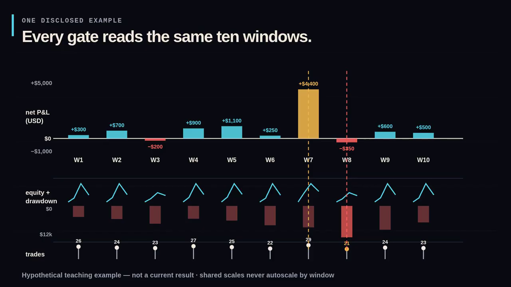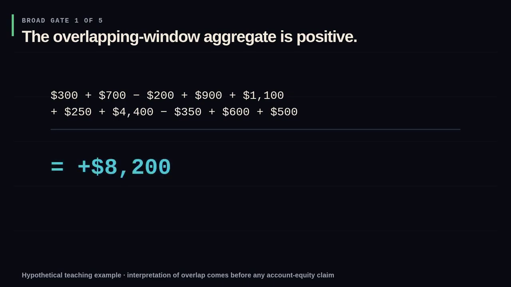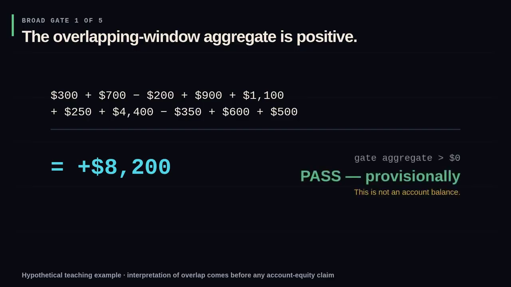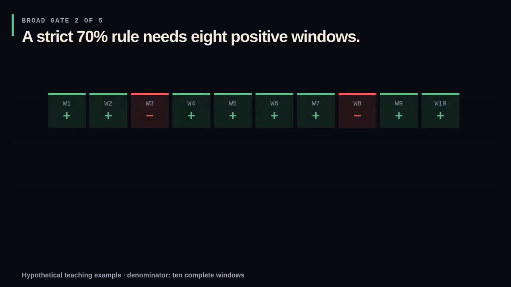Start with 2 broad gates. Adding the 10 nets gives plus $8,200 above zero, so the aggregate gate passes. 8 of 10 windows are positive, 80% above the strict greater than 70% requirement. Notice the operator. 7 of 10 equals exactly 70% and would fail. Our hypothetical example clears both broad gates, but still faces 3 separate vetoes.